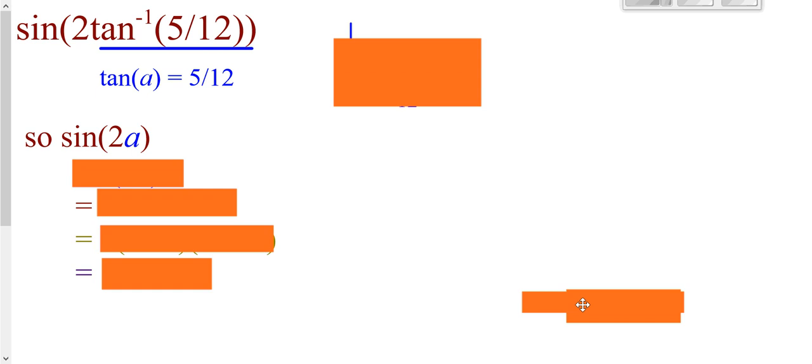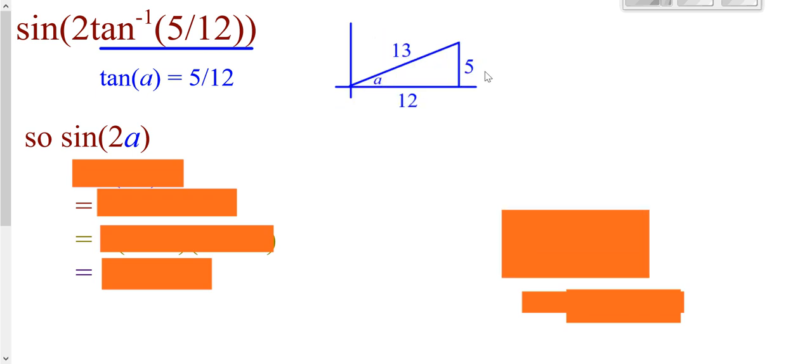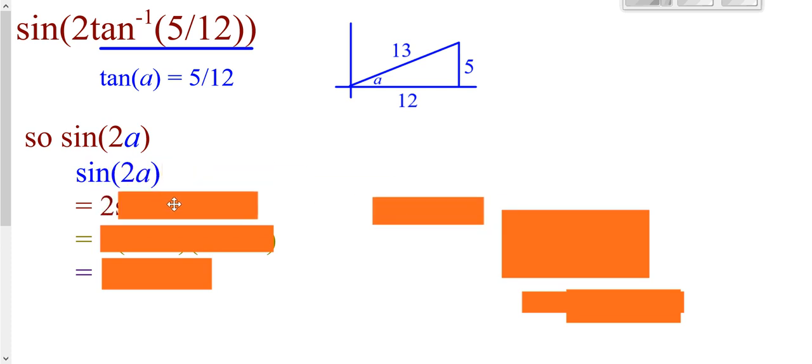Remember, inverse tangent's only in quadrants 1 and 4, so we'll draw our triangle in quadrant 1 because tangent's positive in quadrant 1. We draw our triangle, opposite over adjacent, do the Pythagorean theorem to figure out your hypotenuse. So we now have sine of 2 times some unknown angle, but we drew that angle. Sine of 2 times our angle, we have a formula for that: 2 times the sine of our angle times the cosine of our angle.